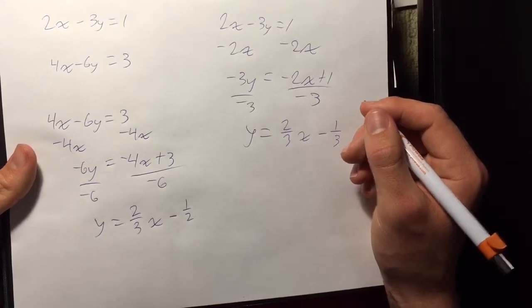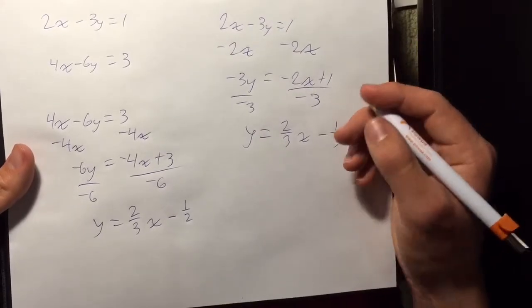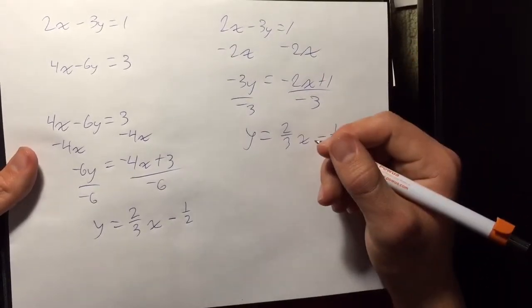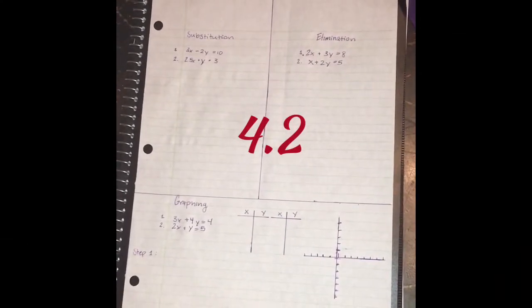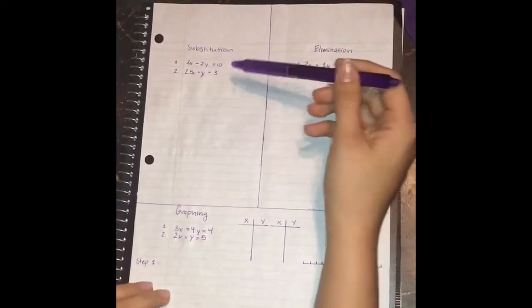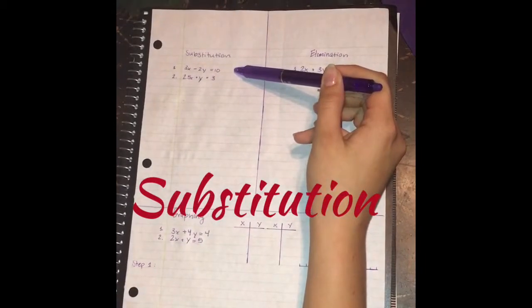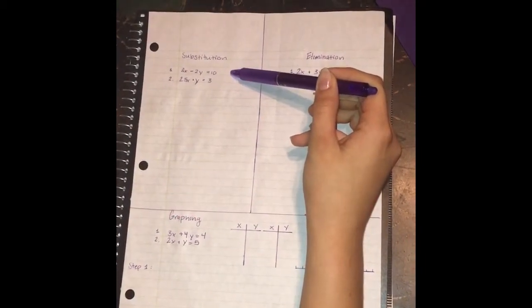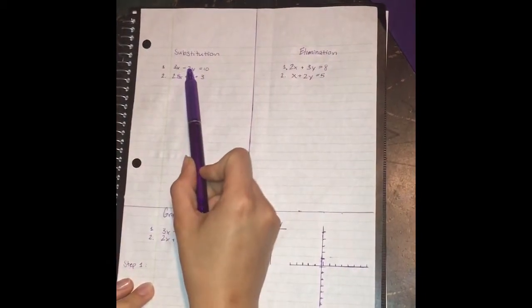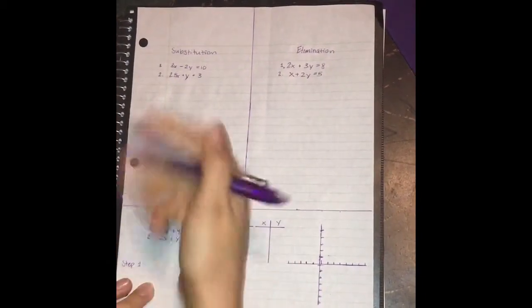Next section, we'll be going over the different ways to solve these types of equations. I'm going to be doing chapter 4.2, 3 methods of solving systems of linear equations. And the first method is going to be substitution. Substitution is when you solve for one of the variables. For example, let's solve for y in the first equation.